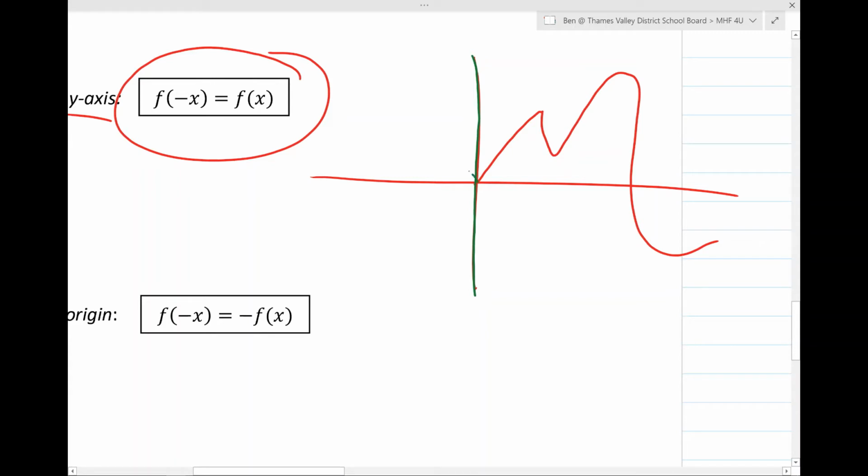So our shape would be something like this if it were even, where you see I'm trying to follow the same behavior. So f at negative x, so let's say f at x is here, must equal f at negative x over on this side. And it must be true for all values on the function in order for the function to be an even function.